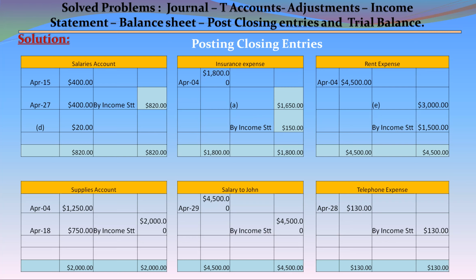Rent expense. We have a rental expense of 4,500. Income statement account and close the account. Supplies account. We have 2,000 as supplies. We transfer the supplies to income statement by crediting supplies account 2,000 and close the account. Salary to John. We have paid 4,500 salary to John and we close this account by transferring this to income statement 4,500, crediting salary John account. Telephone expenses. We have incurred 130 as telephone expenses. We transfer this expense to income statement by crediting telephone expenses account by income statement 130 and close the account.